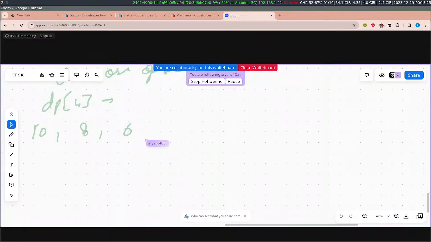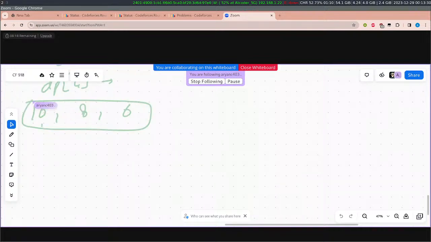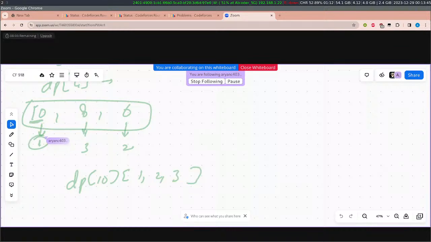Let's say these are the three possible bikes we have, where 10 is at node 1, 8 is at node 3, and 6 is at node 2. And if we want to find DP 10, 1, 2, or 3, we can take from the starting node, go from 1 to 2, 1 to 1, and 1 to 3 using the shortest path.